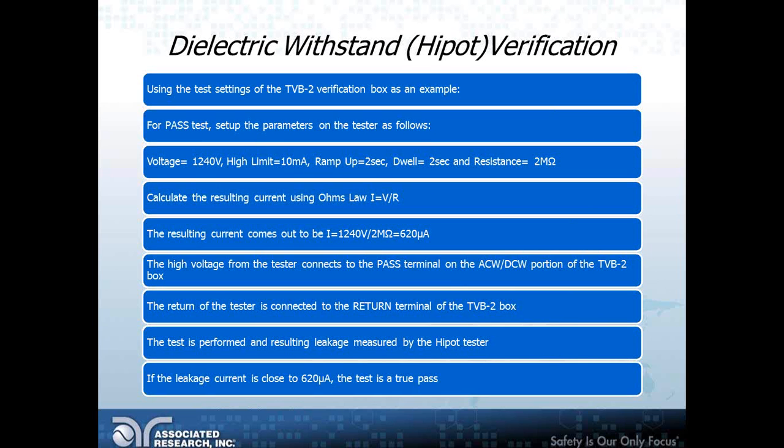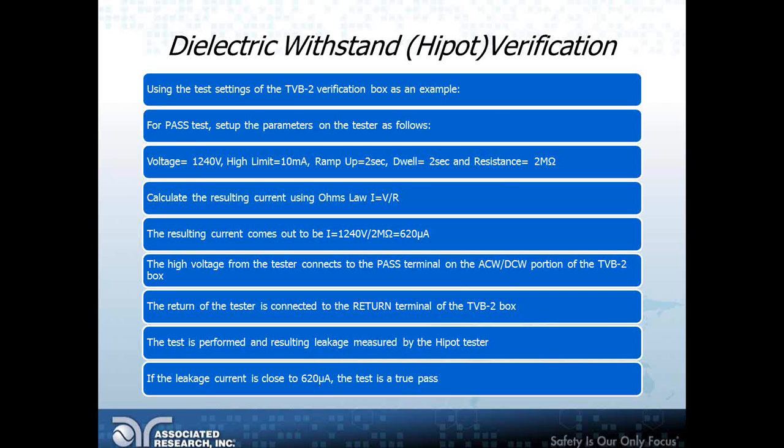We're going to set a high limit, and that's all based out of the table that I just showed you. This information is available to you via our website, and again, you can contact Jim Kennedy to send you a copy of this presentation. But here our high limit for the trip current is 10 milliamps. We're going to do a 2-second ramp up time and a 1-second dwell time.